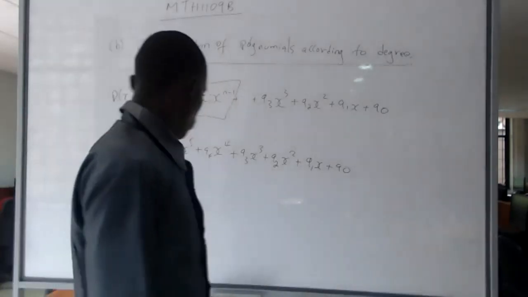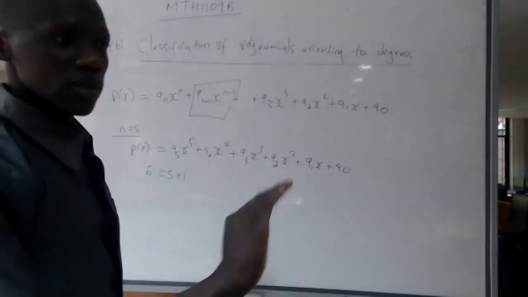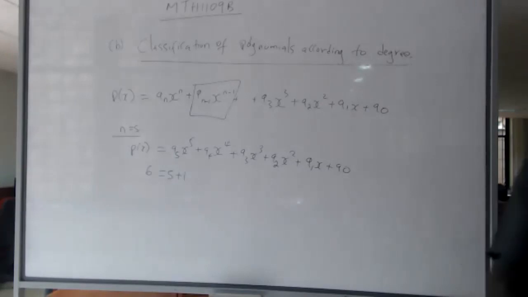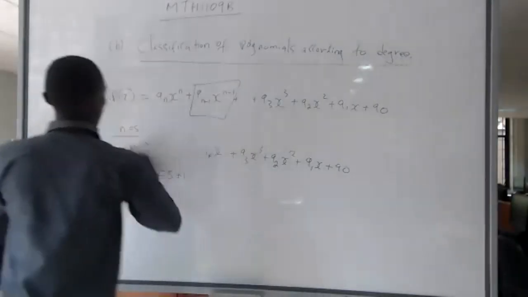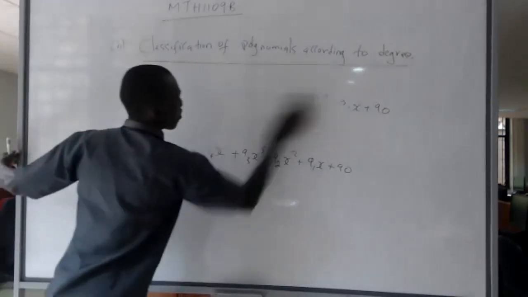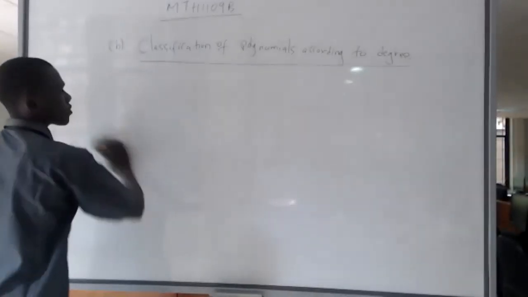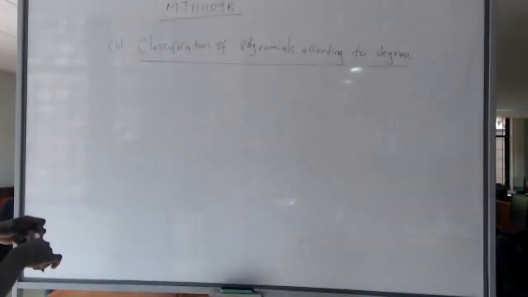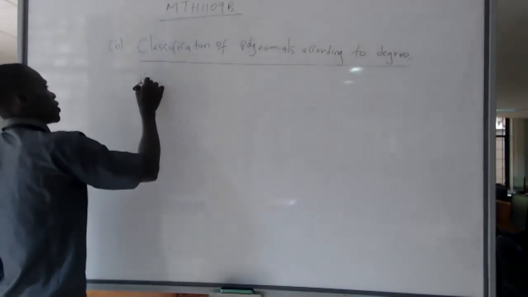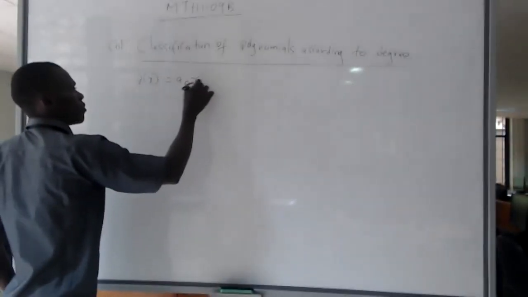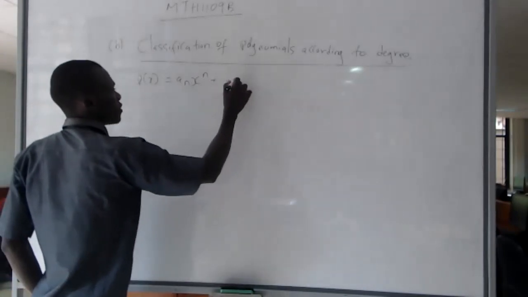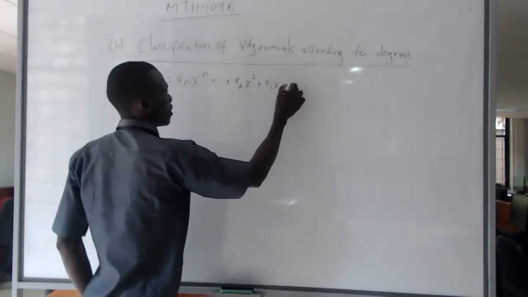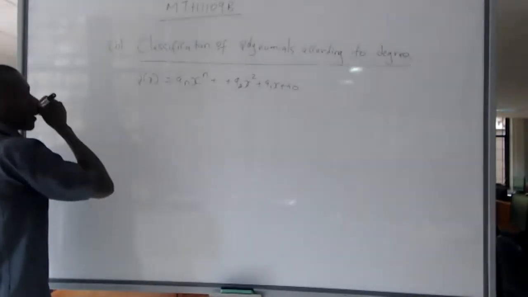Now, let's look at classification of polynomials according to degree. So if you have the expression, maybe let me give some definitions before. a2 x squared plus a1 x plus a0. So, definition.